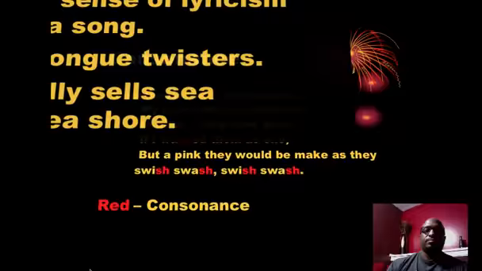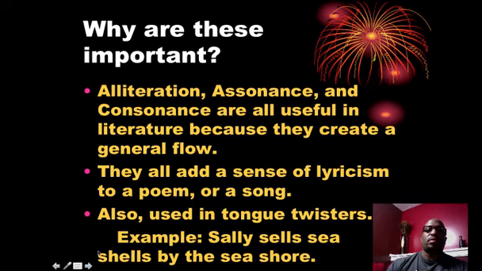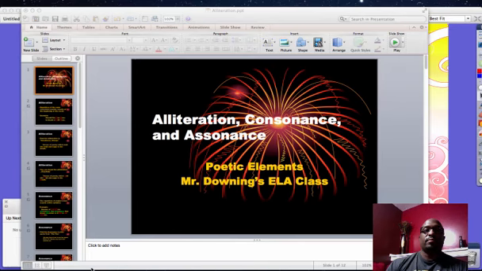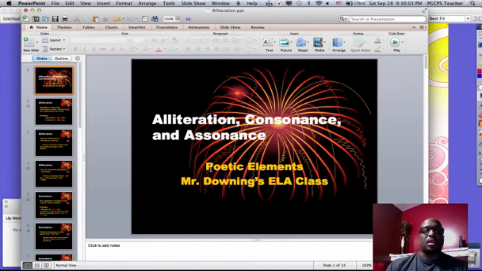All right. Now, why are these important? So first of all, alliteration, assonance, and consonance are all useful in literature because they create a general flow. They also add a sense of lyricism to a poem or song. They also are used in tongue twisters such as "Sally sells seashells by the seashore." Try to say that five times. So that kind of concludes our discussion on alliteration, consonance, and assonance.